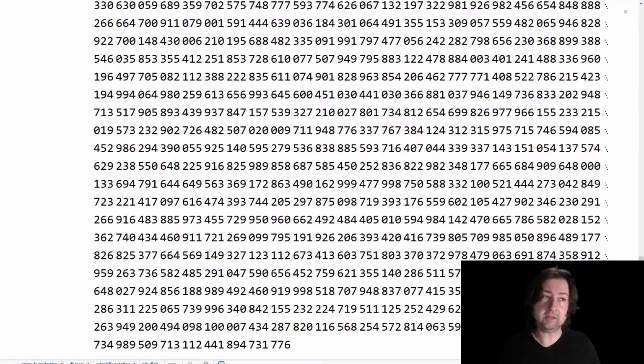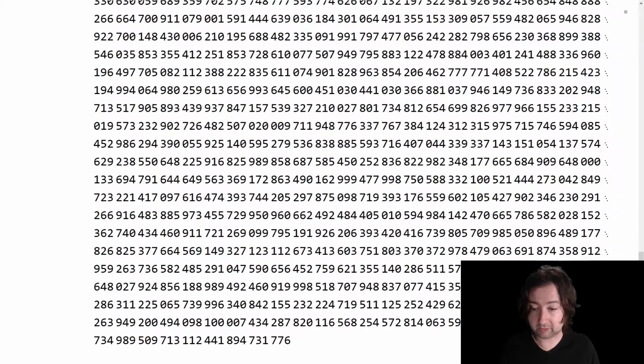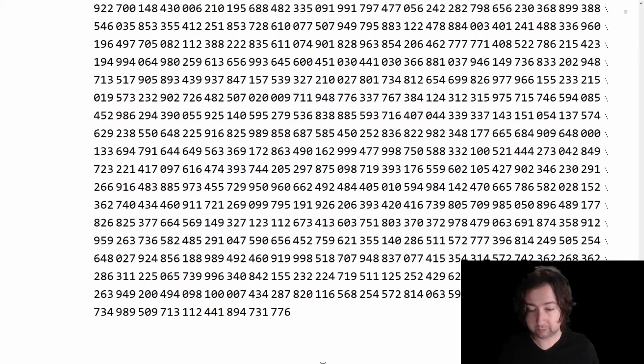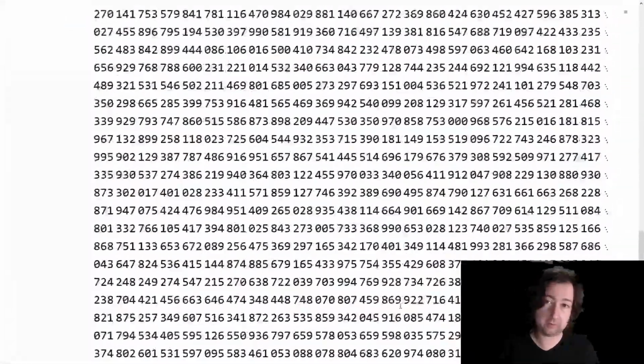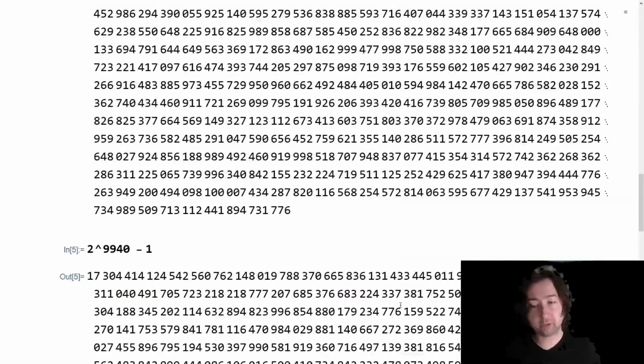So one thing that's very easy to do with Mathematica is to check that a number that you've produced has a property that you want. So in a lot of contexts in mathematics, you might want to know that a certain number is prime. And Mathematica has functions built in that can do that for you. So let's generate a number like, I don't know, 2 to the 9,940th, and let's subtract 1 from it. So again, this is an enormous number. It's an odd number. And suppose that you wanted to know if that number was prime.